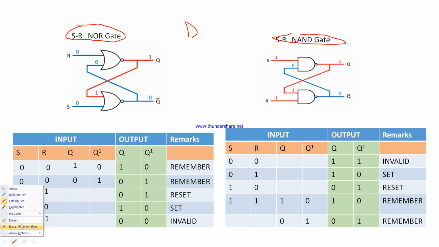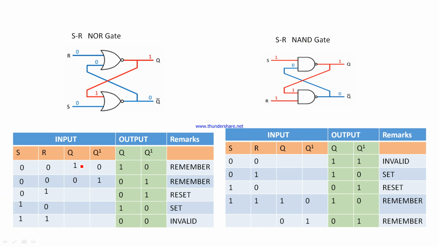Let me erase all. Yes. So again, we have our two inputs S and R. So we have four possibilities. What are our four possibilities? Let's look at it. S can be 0, R can be 0. S can be 0, R can be 1. S can be 1, R can be 0. And S can be 1, and R can be 1. But for each possibility, we have to analyze Q. Q has two options. When S and R are 0, then Q can be 0 or Q can be 1. So if we put Q as 1, Q dash will automatically be 0.